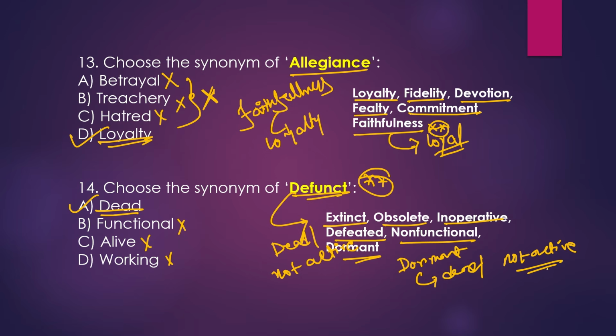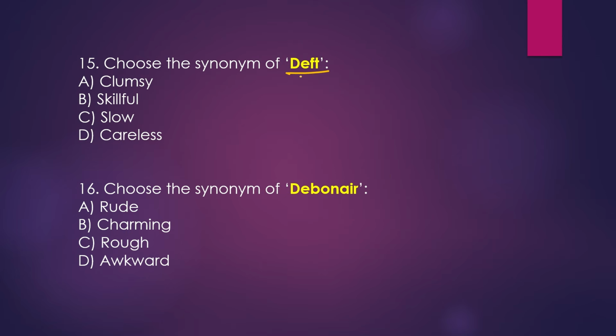Understand? Choose the synonym of the word depth. So now you people tell me the right answer. What is the correct synonym of the word depth? So look, the word depth means someone who is very skillful, very clever, very quick in movement or action. That is called depth. Or you can say, having the ability and expertise. So that is called depth.